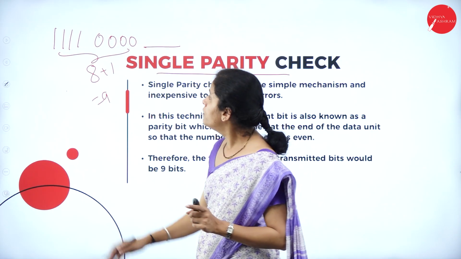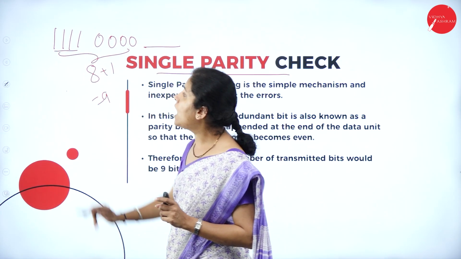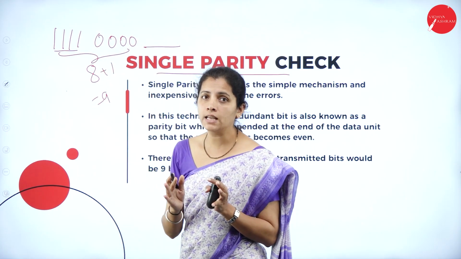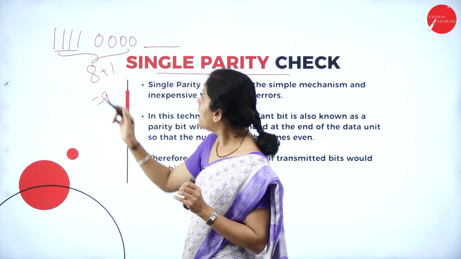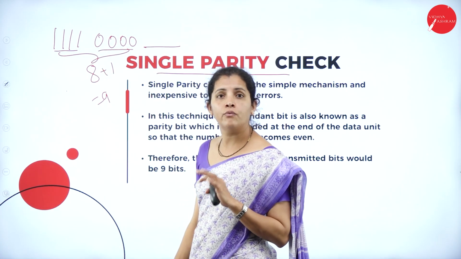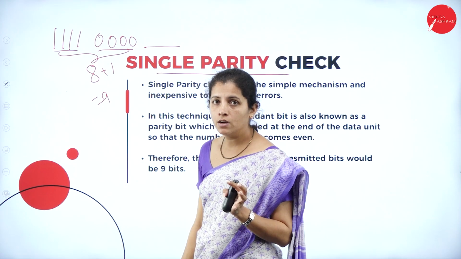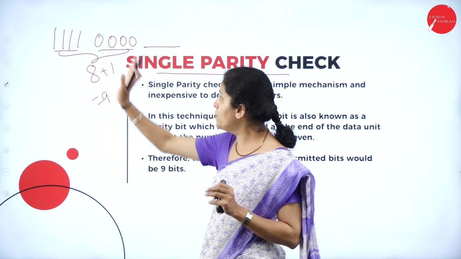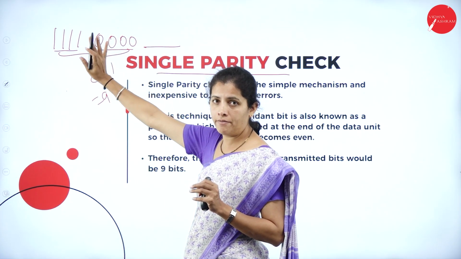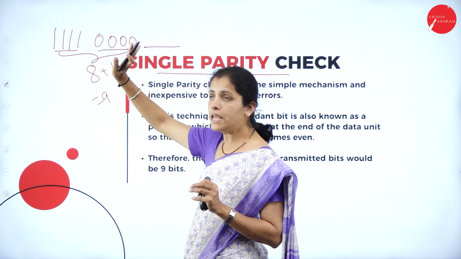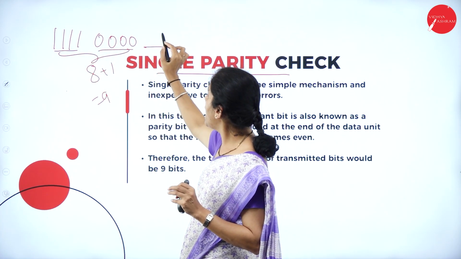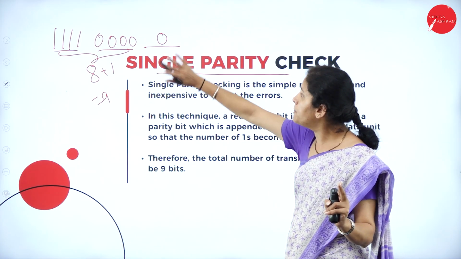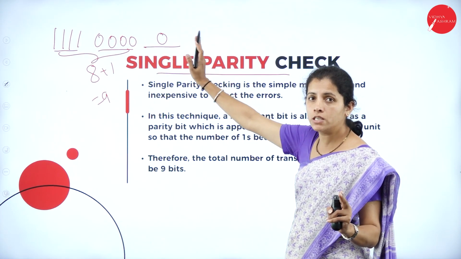So dear student, focus here. See here, how many ones do I have? That is 4 ones. 4 is nothing but an even number. And how many zeros? 4 zeros, an even number. But here I want to consider only ones. How many ones? 4 ones, it's an even number. So if I have an even number of ones, in my parity bit I am going to place 0.